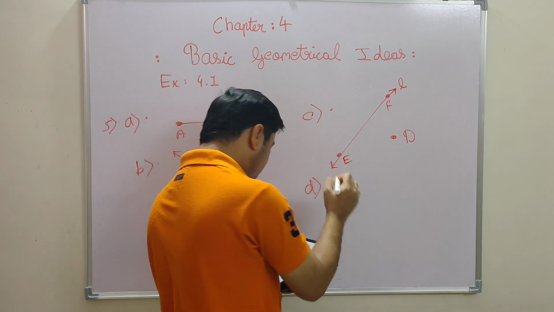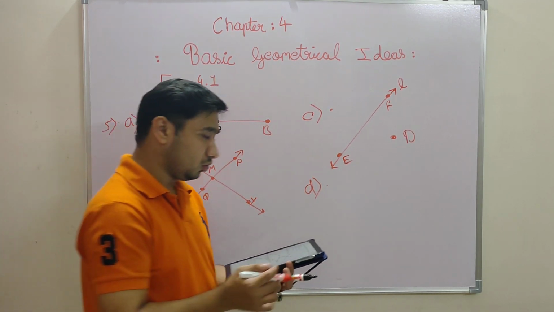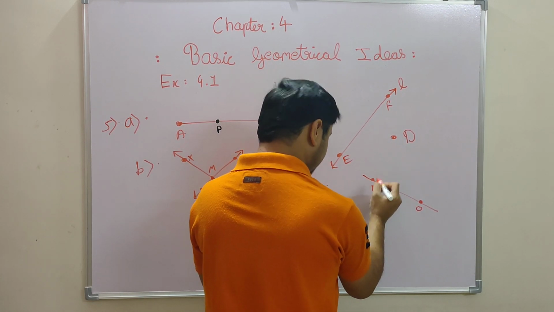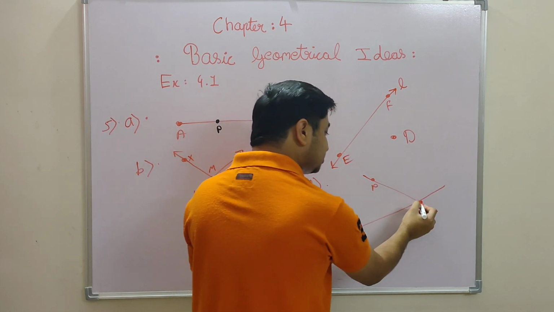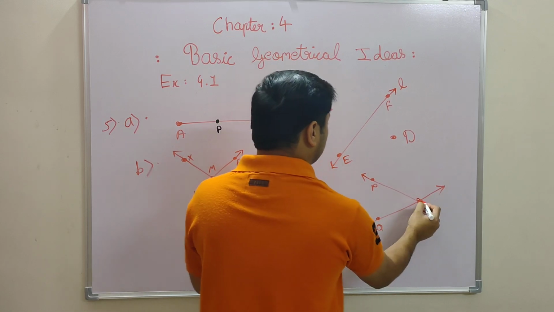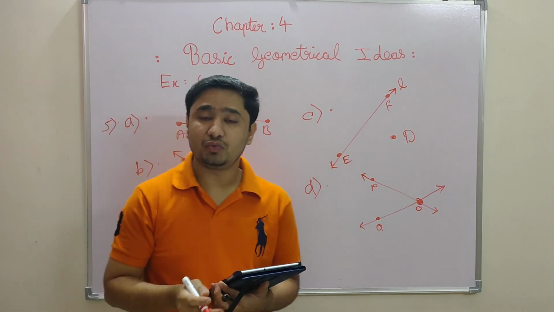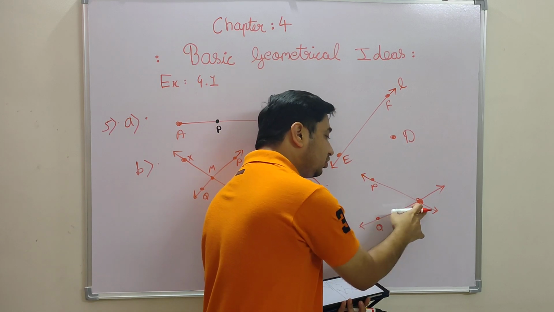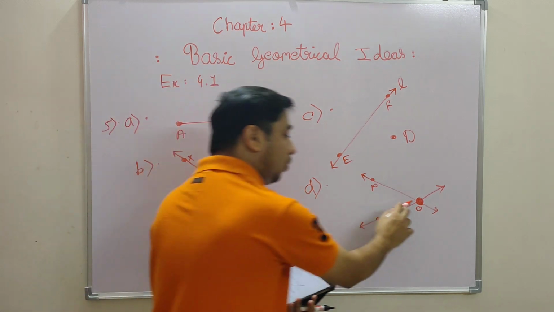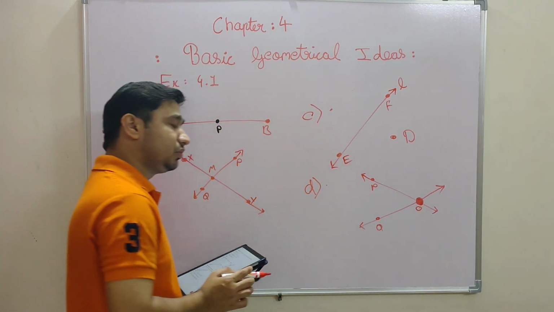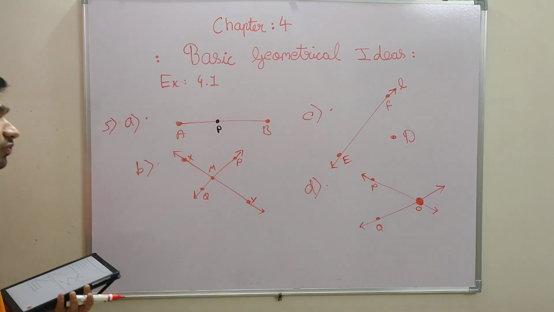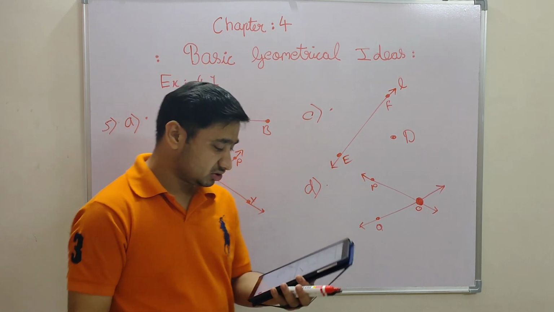D part: OP and OQ meet at O. This is O, this is P, and OQ, this is O, this is Q. So the lines have O in common. They have said that OP and OQ meet at O. These two lines are just intersecting at O. This is question number 5. Draw properly with proper explanation and proper figures.